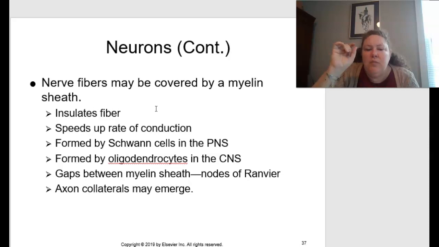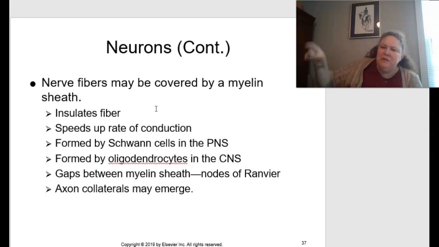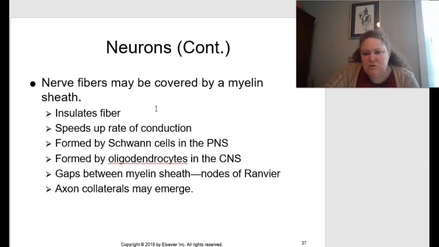And so basically it's like playing leapfrog. You guys are probably too young to know what leapfrog was, but the signal jumps from one to one to one, and so it jumps those nodes of Ranvier. And the axon collaterals may also emerge.